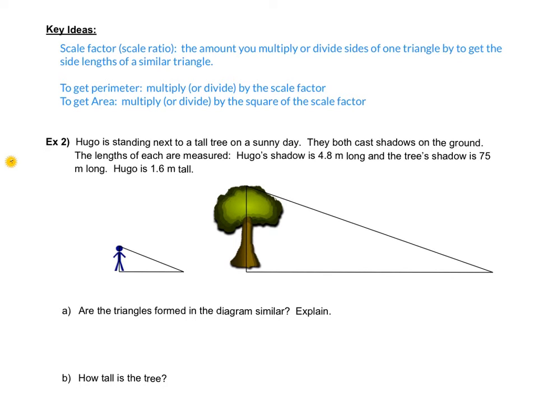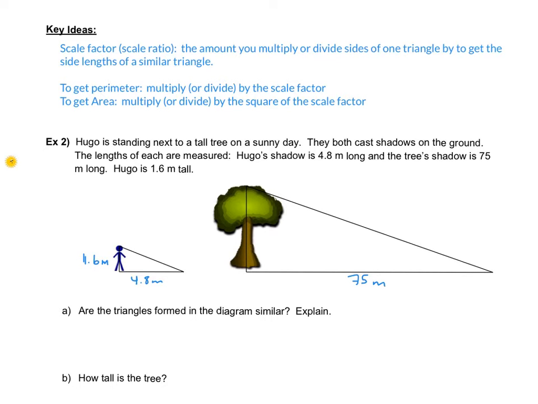Hugo, so this is my Hugo here, he's standing next to a tall tree on a sunny day. They both cast shadows on the ground. The lengths of each are measured. Hugo's shadow is 4.8 meters long. Now, shadows lie on the ground, so when I label that, it's not the hypotenuse of that right triangle. It is the amount on the ground. So this is 4.8 meters down here on the ground, and the tree's shadow is 75 meters long. Hugo is 1.6 meters tall. I can relate. In fact, I might not quite be 1.6 meters tall.